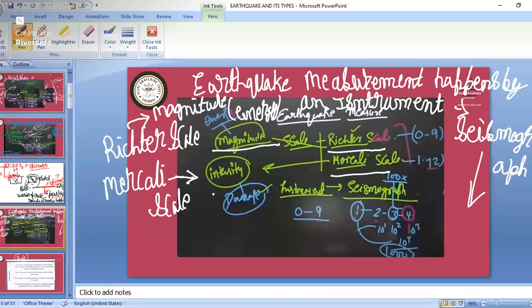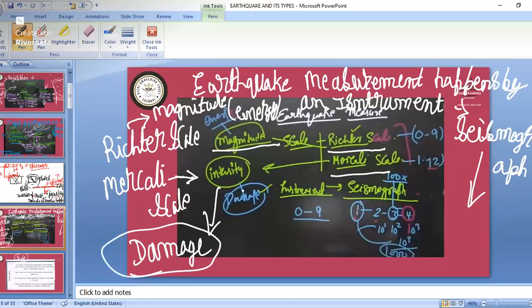On this Mercalli scale, we are measuring the intensity. Means what? The damage caused by this particular earthquake. We are measuring the intensity of that particular earthquake, like we are measuring the damage caused by this earthquake.